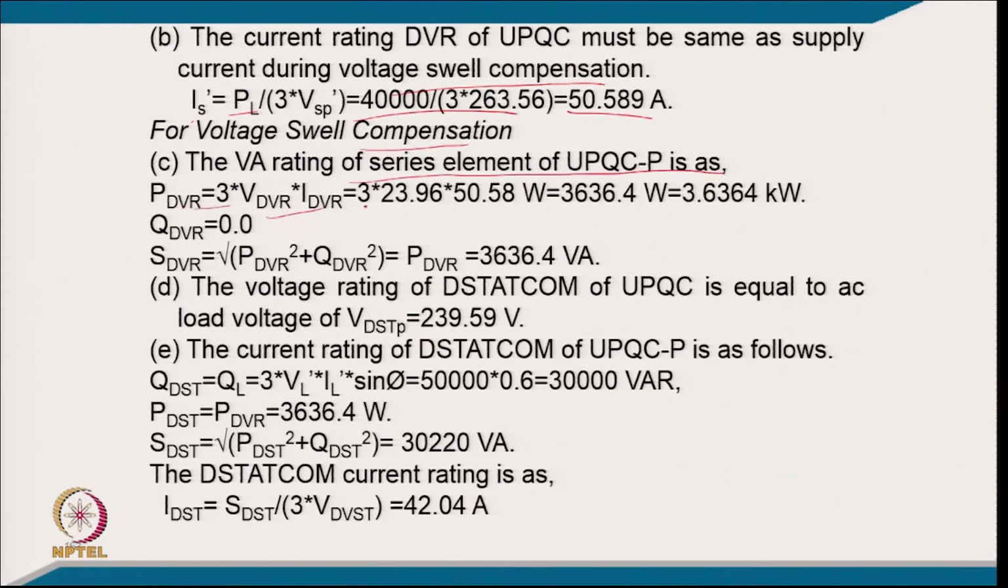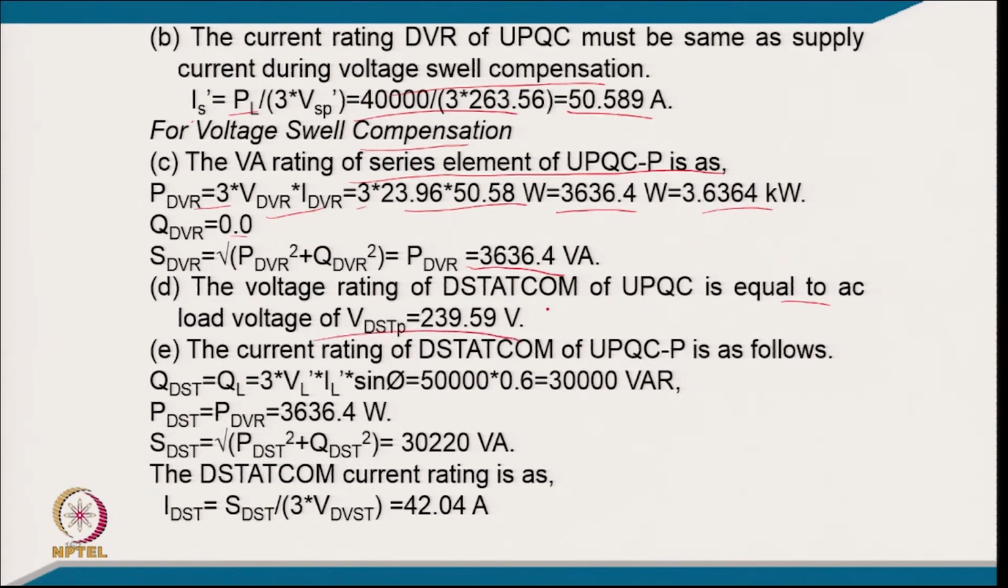So, for the voltage swell compensation the VA rating of the series element of UPQC is P DVR equal to 3 V DVR I DVR. So, it becomes 3.6364 kilowatt, and Q equal to 0, and S DVR equal to P under Q. So, it becomes 36.4 VA, and the voltage rating of the D-STATCOM is equal to the AC load voltage because it is connected across the load.